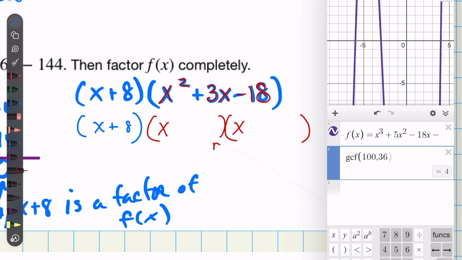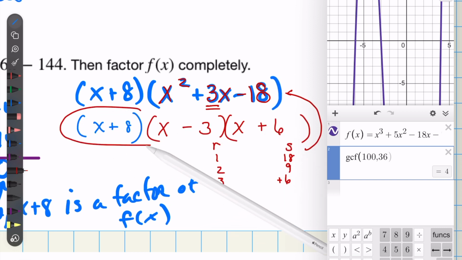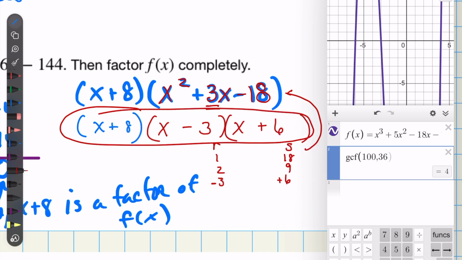Now r times s, they've got to multiply to give you this 18. So I can use a 1 and an 18 or a 2 and a 9 or a 3 and a 6. But I want them to have a difference of 3. So I want plus 6 and minus 3. And then those two add up to a positive 3. So I'll go minus 3 and plus 6. And there we go. There's my complete factorization.